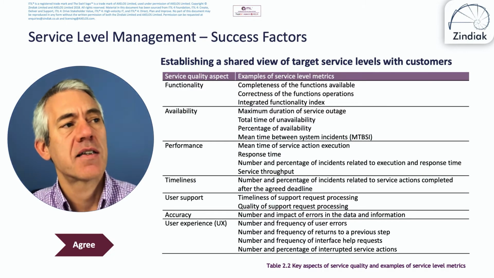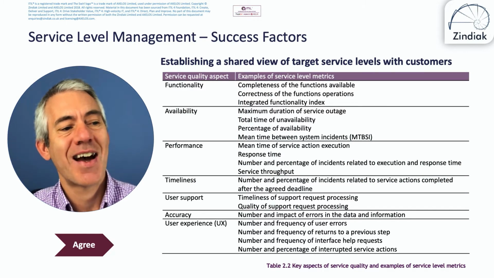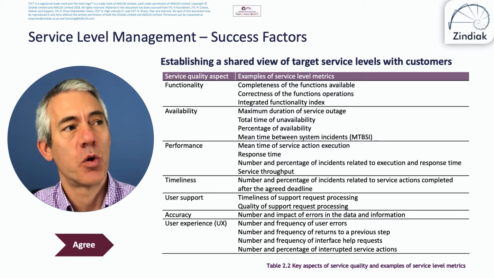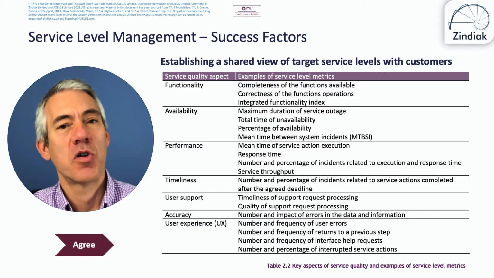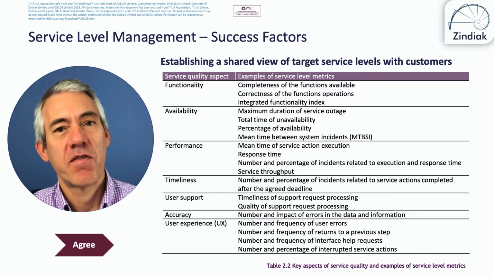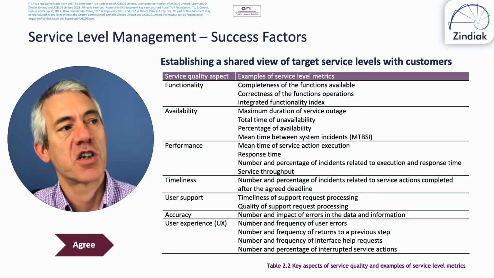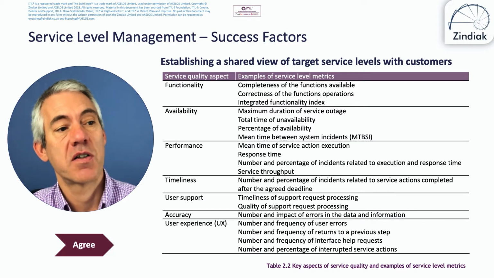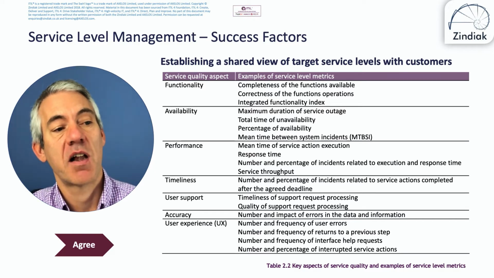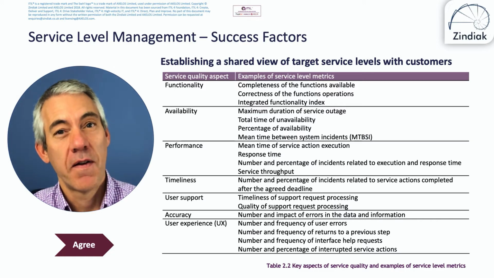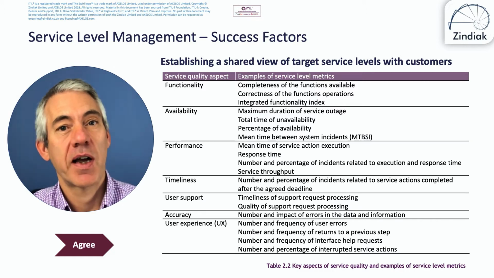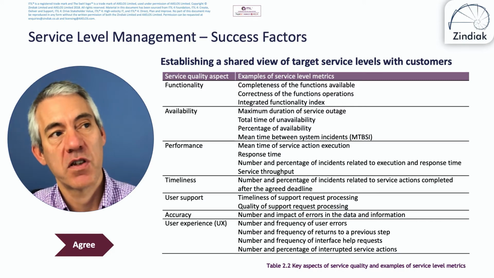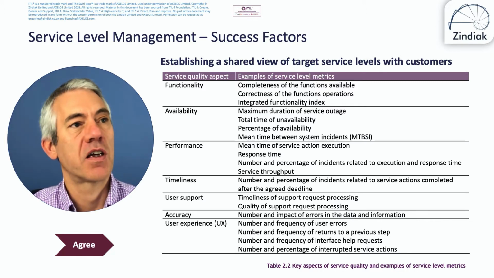We can look at different service quality aspects as listed in table 2.2, and this is very much a checklist. I won't read every single one out, but you can see the different aspects of functionality, availability, performance, timeliness, user support, accuracy, and user experience. And for user experience, there's the number and frequency of user errors, returns to a previous step, interface help requests, interrupted service action. So they are things that we can measure directly on a digital service. And then obviously we've got the other examples there for you that you can read as well.